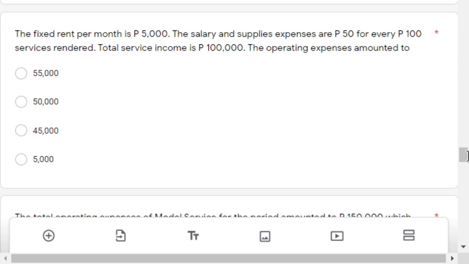The fixed rent per month is 5,000. The salary and supplies expenses are 50 pesos for every 100 services rendered. Total service income is 100,000. Question naman dito, magkano daw yung operating expenses? So lahat ng operating expenses. So using the same formula kanina, makukuha natin si OPEX.